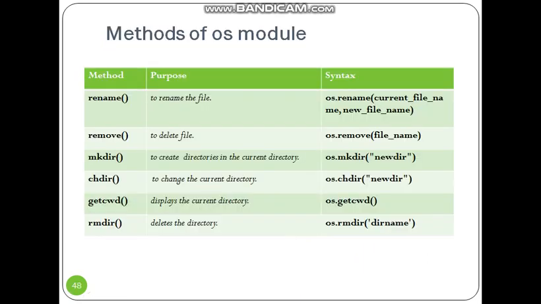Now let's see some important OS modules that will be helpful for us for doing this data file handling. One is rename. Rename means change the name of the file. For these functions we need to import the os module. os.rename, current file name, then new file name. Then remove, to delete a file. mkdir, that means make directory, to create a directory in the current directory. chdir means change the current directory. Then getcwd, that means get the current working directory.